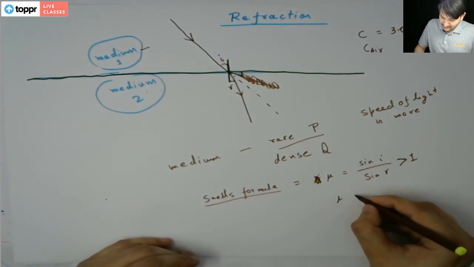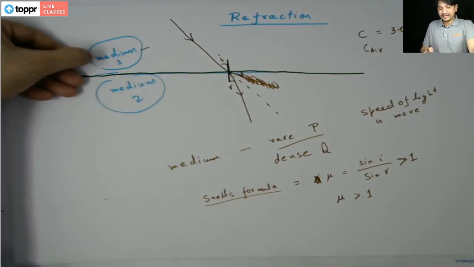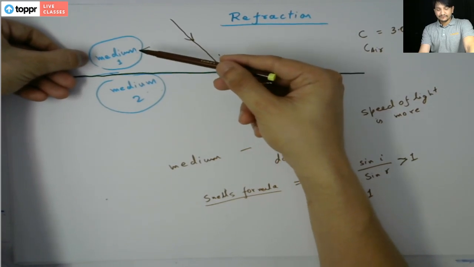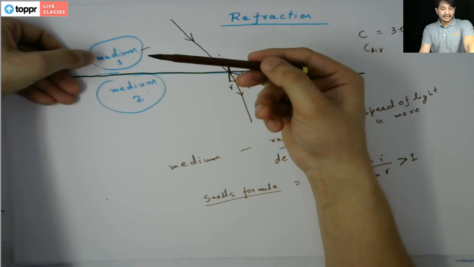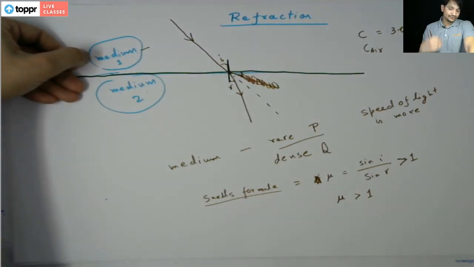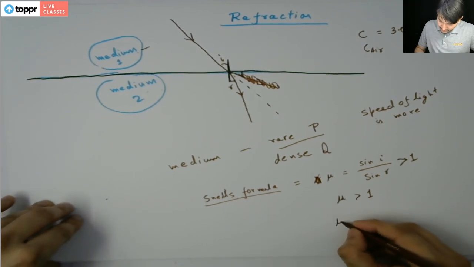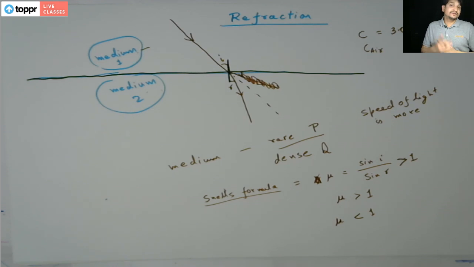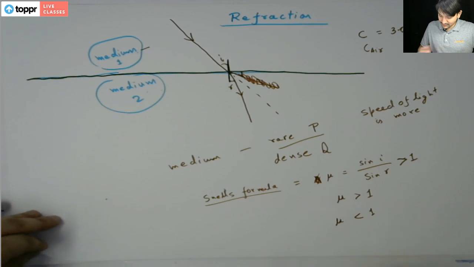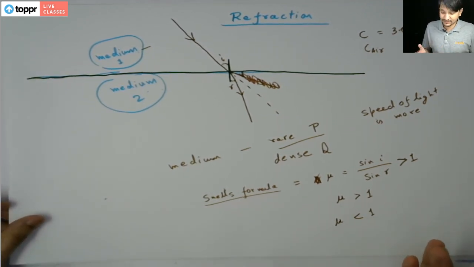So whenever you get mu greater than 1, you can say that light has traveled from medium 1 to medium 2, and medium 2 is denser than medium 1. Means light has traveled from a rarer to a denser medium. Similarly, if you are getting mu smaller than 1, then light has traveled from a denser medium to a rarer medium. And I hope you remember the basic concepts of Snell's law.